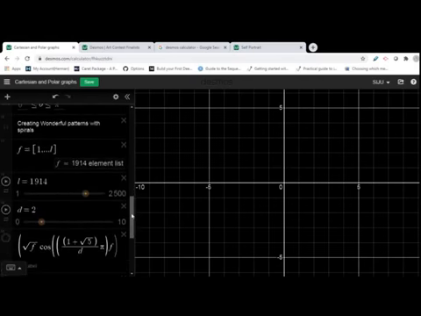Now we move on to a very simple but more general pattern, that is the pattern of spirals. For that, I create a list. This list is a set of points. They are incremental in nature. Here f is equal to 1 to L, that means a set of points starting from 1 and ending at L. Then I fix L, but L is a slider, so L may vary from 1 to 2500. So this list depends on L.